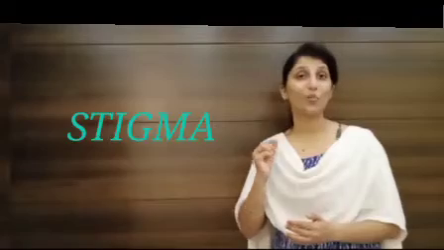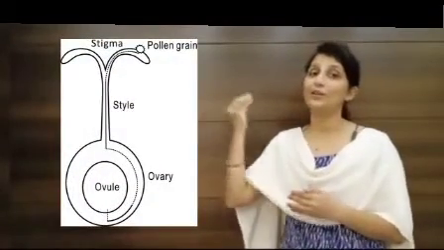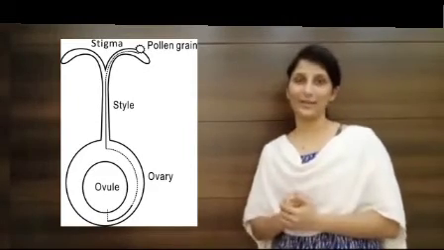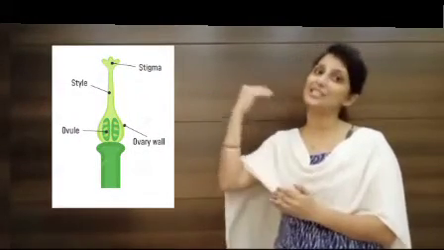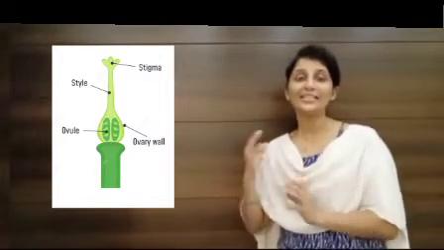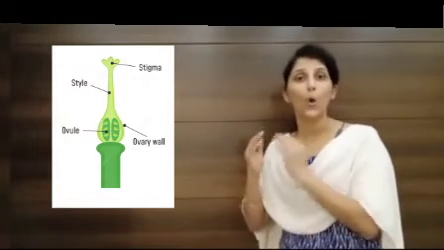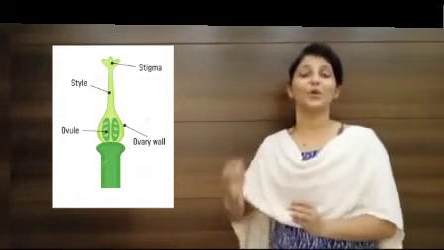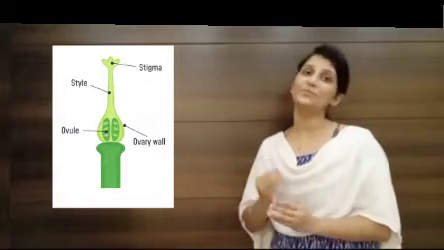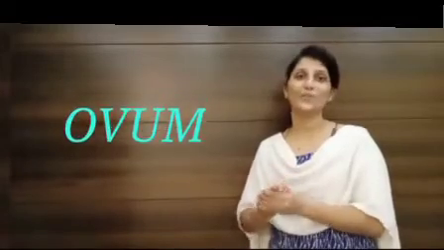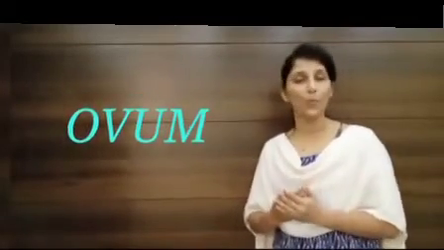The stigma is quite sticky. It is a platform where the pollen grains will come and land. And why is it sticky? So that it can hold on to the pollen grains. The style is the part which connects the stigma to the ovary. The swollen structure is called the ovary, and inside it there is an ovule. And what is the importance of the ovule? It is a structure which has the female gamete called the ovum or the egg.